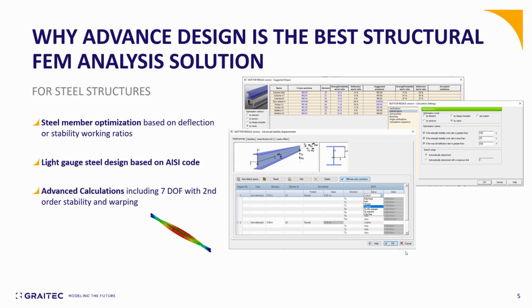And the other thing is, in our linear elements, as you see here, we have an extra degree of freedom, a seventh degree of freedom in the rigidity matrix, which considers the warping effect of the elements, in case you want to consider that in your analysis.